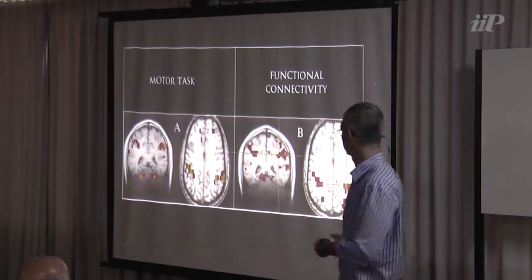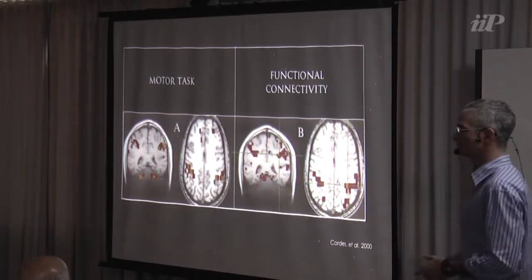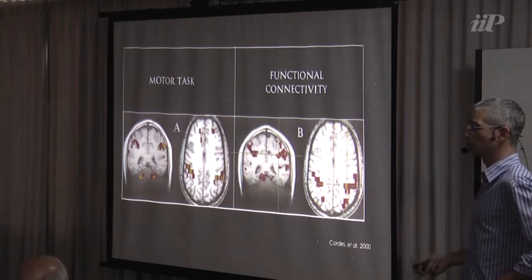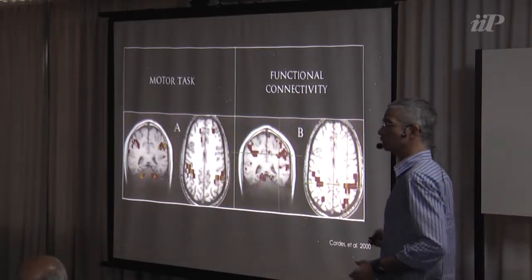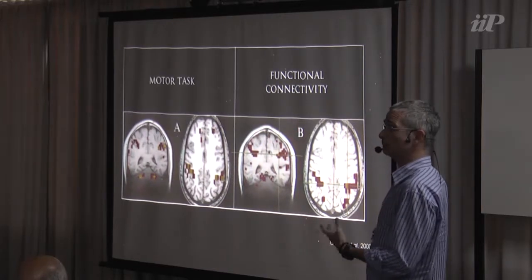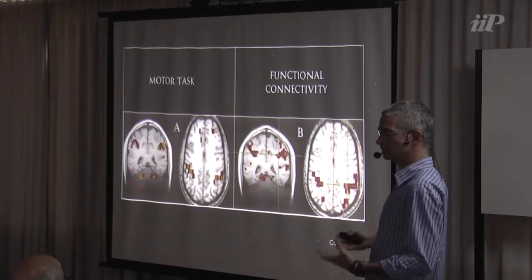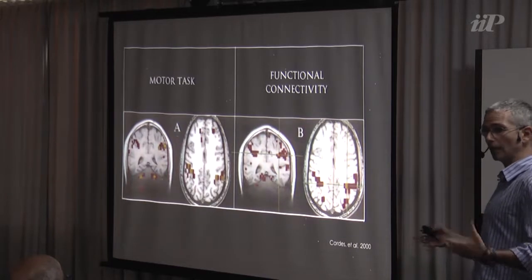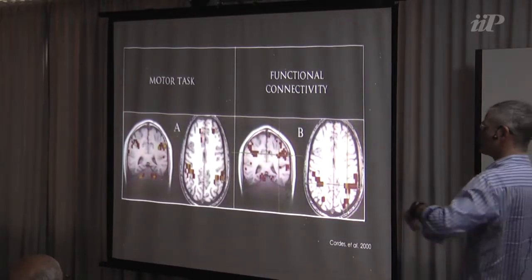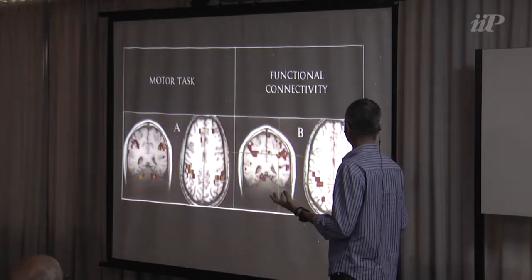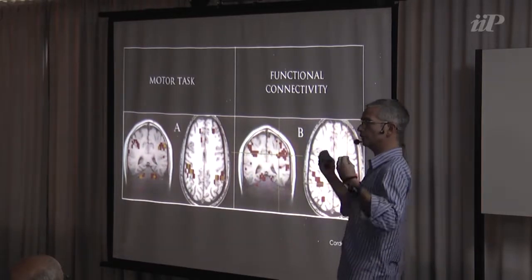A great part of the motor system shows up, and this is the reason why people have been calling this functional connectivity. So it's a way of trying to generalize how different areas of the brain are functionally connected. So it's how they co-vary. You're doing a correlation between whatever area and whatever area.